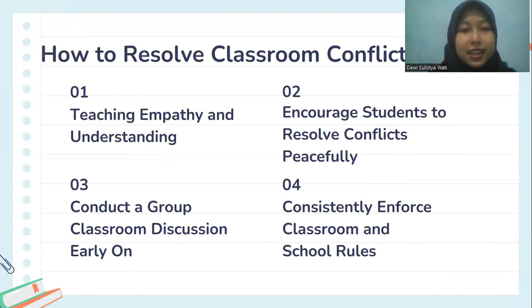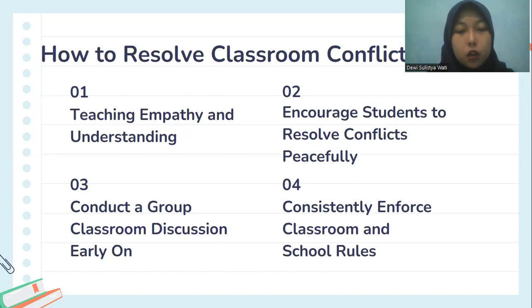The first one is teaching empathy and understanding. Just like physical abilities, emotional abilities must be taught and developed in students. If a student isn't taught empathy and understanding, there will be no compassion, resulting in conflicts such as bullying.